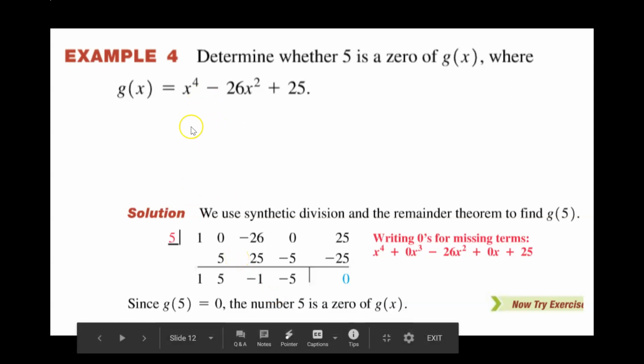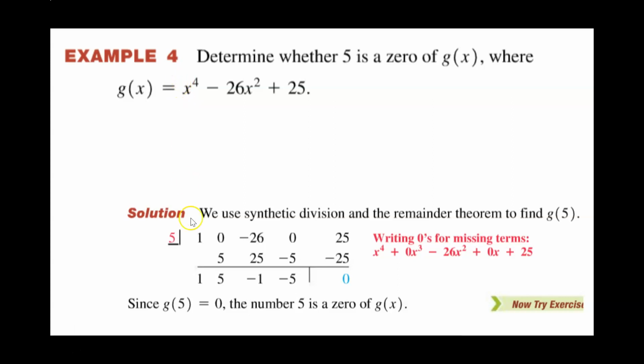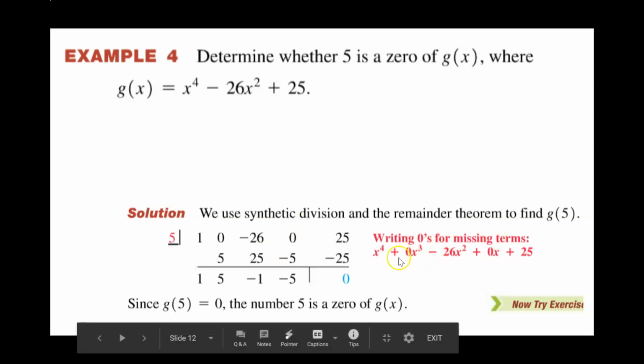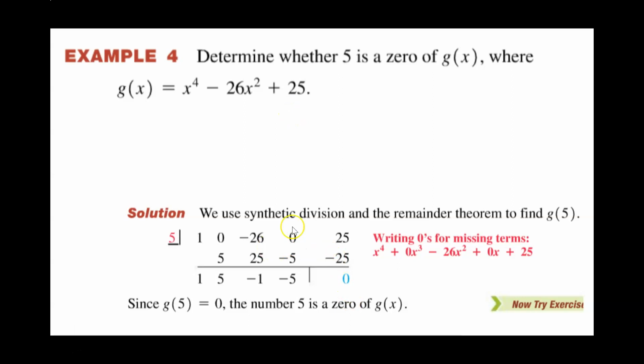But notice again, just another reminder, if you notice how it drops down, we have x to the fourth. There's no x to the third. X squared, there's no x. Remember, we have to put in those zeros. So for writing 0 for missing terms, we have to put those zeros in the problem. You get the problem wrong if you just put 1, -26, and 25 in the problem without the zeros. So just make sure you make a star of that in your notes.